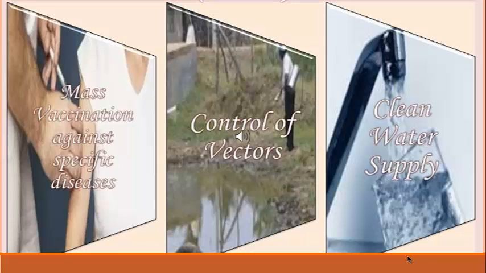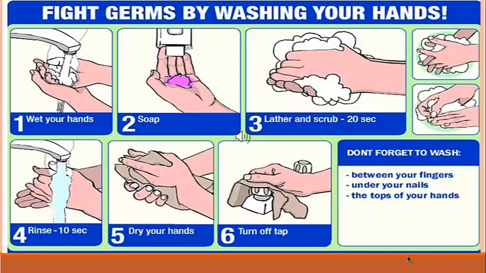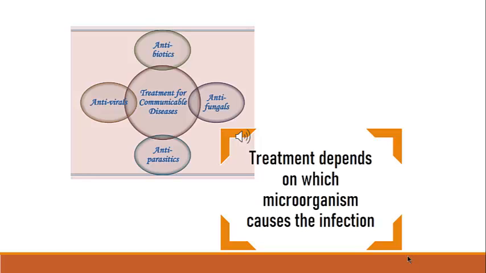We can also save ourselves from these contagious diseases by vaccination. The most common way by which we can fight the germs is by washing our hands again and again. There is a certain method of washing the hands which is shown in the media nowadays. I think everybody knows how we have to wash our hands to clean ourselves and fight these germs. As I already told you, microorganisms are the cause of these diseases.